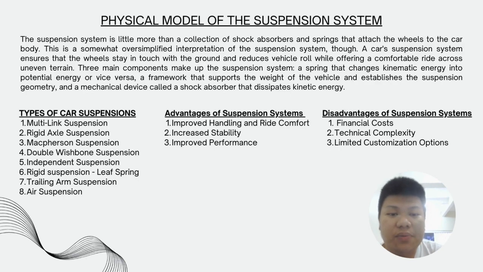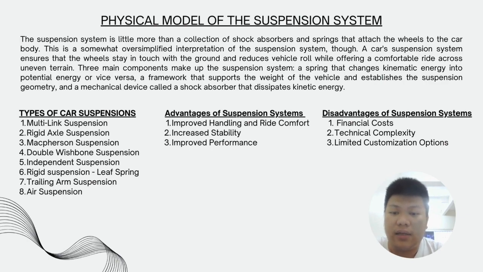There are three main components that make up the suspension system. The first one is a spring that changes kinetic energy into potential energy. The second is a framework that supports the weight of the vehicle and establishes the suspension geometry. The third one is a mechanical device called a shock absorber that dissipates kinetic energy.